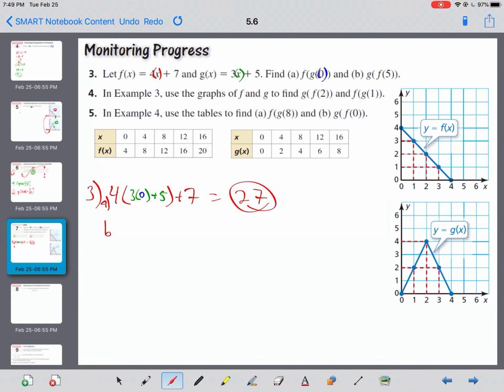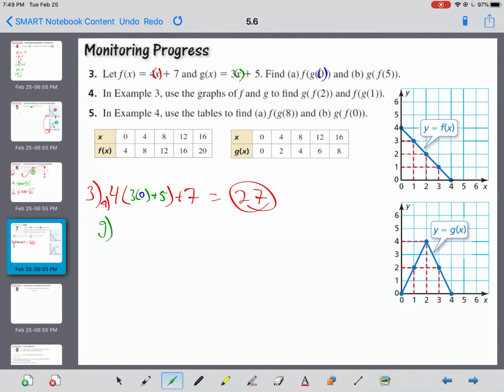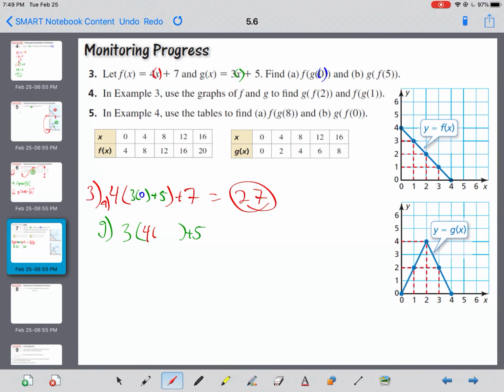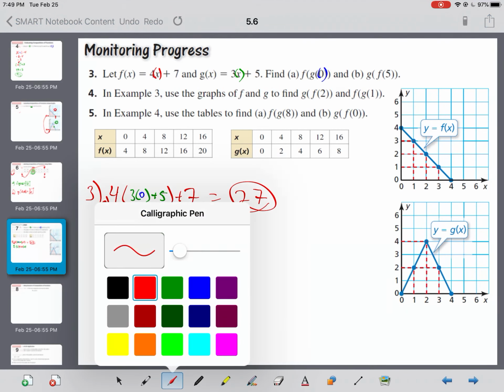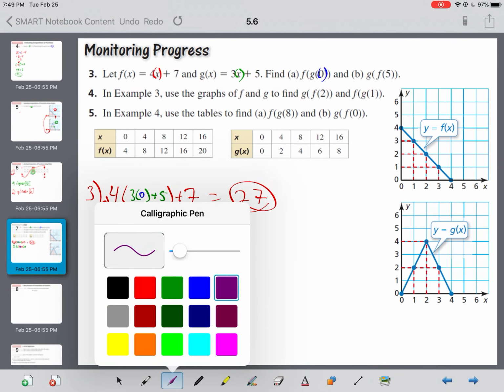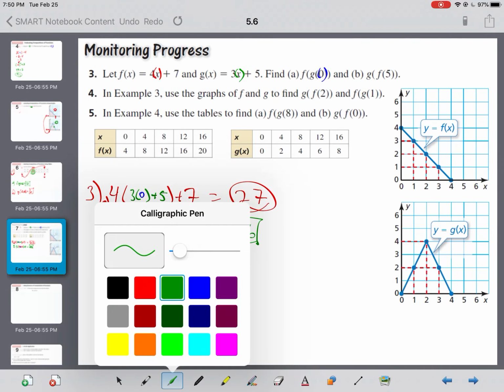And we also have to do B, right? That was A. We got to do B. So I'm going to do B. B is going to be in green for G of F. Okay. Outside is the G. So 3 times something plus 5. Inside is the F. 4 times something plus 7. And what I'm plugging in there is the 5. 4 times 5 is 20, plus 7 is 27. 27 times 3, 60 and 21 is 81. 81 plus 5 is 86.